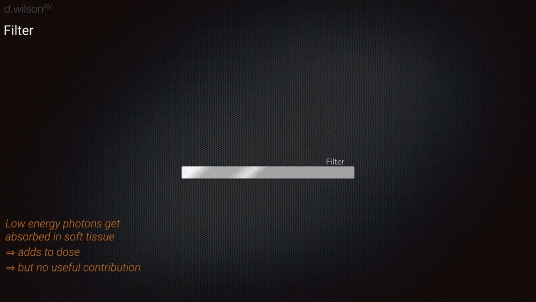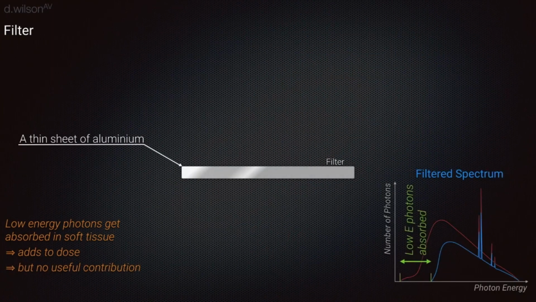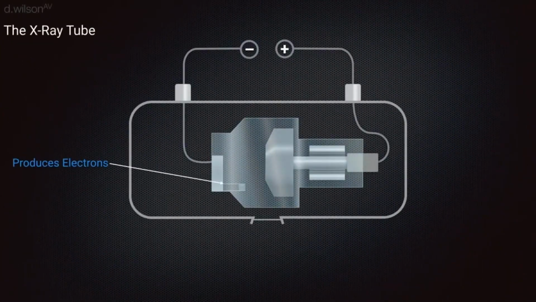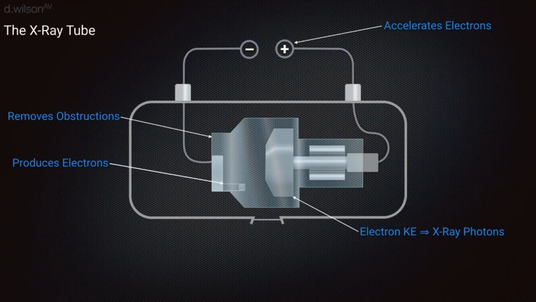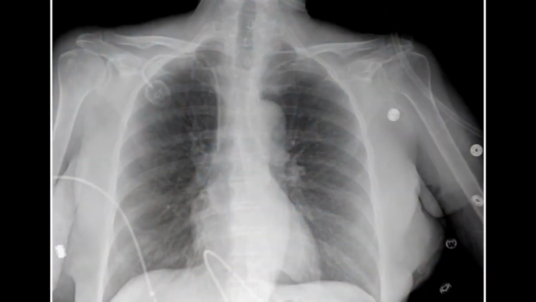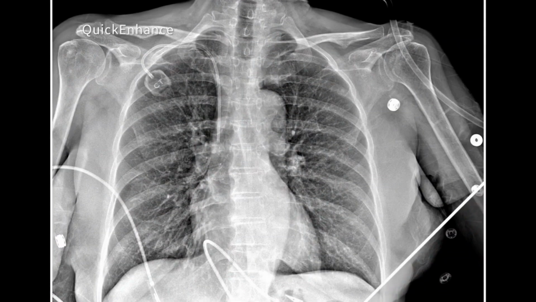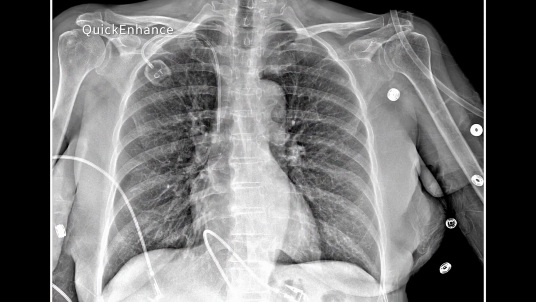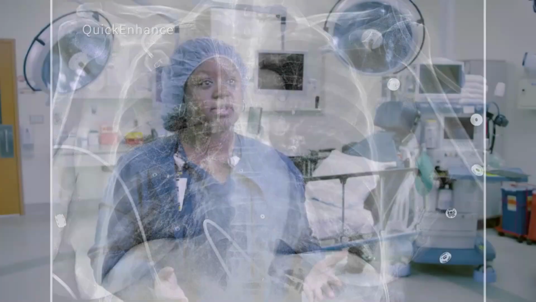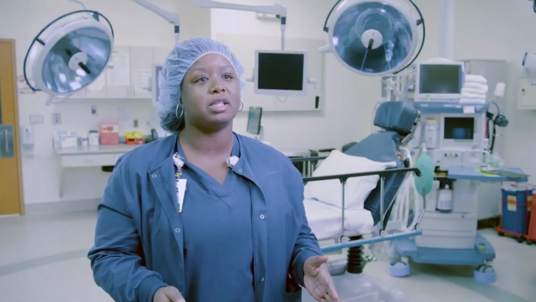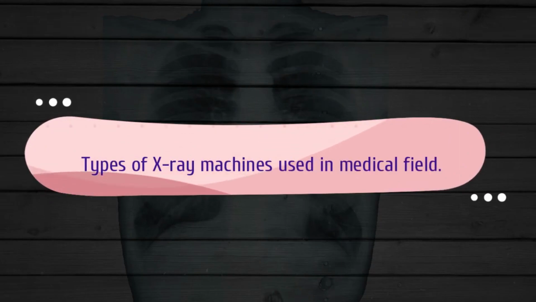Have you ever had an X-ray? They're commonly used to see broken bones. Doctors might also order an X-ray when trying to figure out why you don't feel well. But rest assured, X-rays are nothing to be nervous about. They don't hurt at all. Instead, they help doctors find ways to make you feel better. Let's get to know some types of X-ray machines used in the medical field.